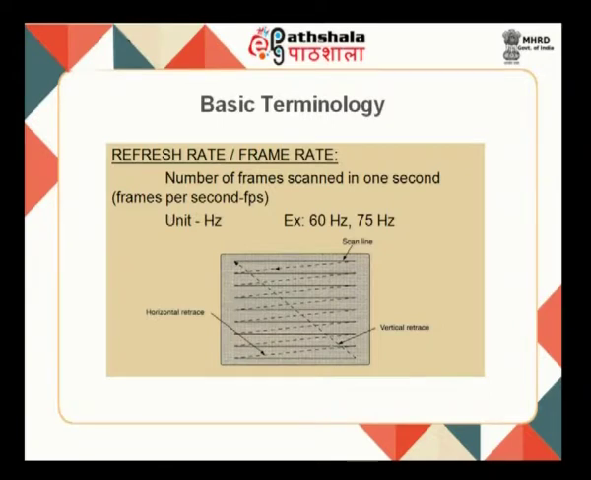As you see here, the diagram shows how the monitor is scanned. This is a horizontal line, called a scan line. The monitor starts scanning the picture from the top left corner, and then it proceeds towards the right. This is a horizontal scan line, and then it retraces; there is a dotted line that you can see there. This is called a horizontal retrace, and then the next line is scanned, and again there is a horizontal retrace.